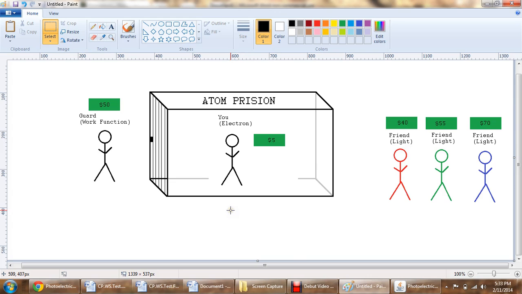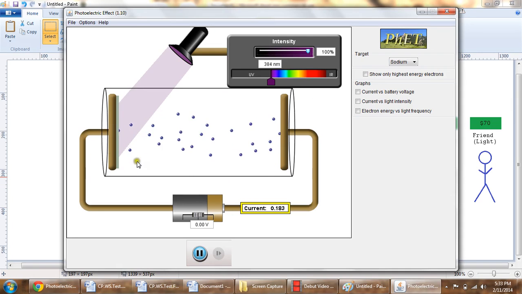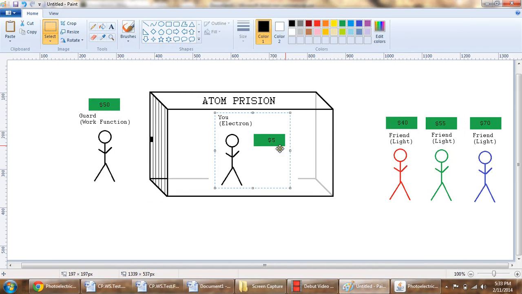If two friends come up, no good. It only can be one person with at least $50. If your friend has more than $50, he'll only take $50, and then you get to keep the rest. So you are like the electron on the plate. You are trapped by the atom. You want to break free. You currently do not have enough energy to break free.